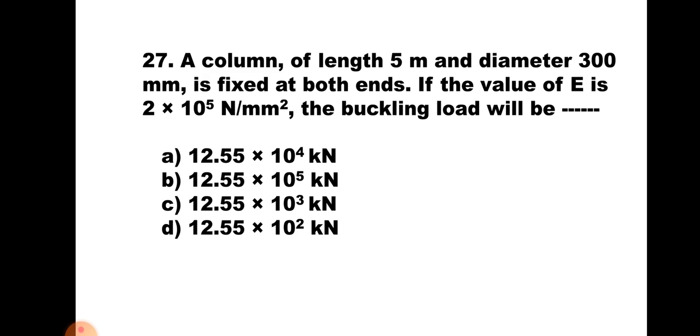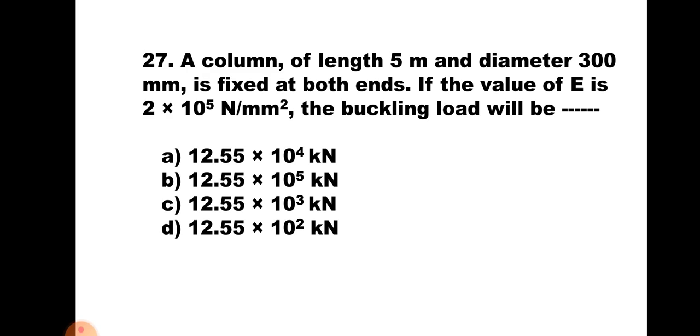Now, in this question, you will find that it is a small problem in which the length of the column is given, end condition is given, value of E is given. You want to find out buckling load. What is the formula for buckling load? Pi square EI upon LE square. You will have to calculate I for a circular column of diameter 300 mm, which will be pi d raised to 4 by 64. For both ends fixed, effective length will be L by 2, that is 2.5 meter. Value of E is given.